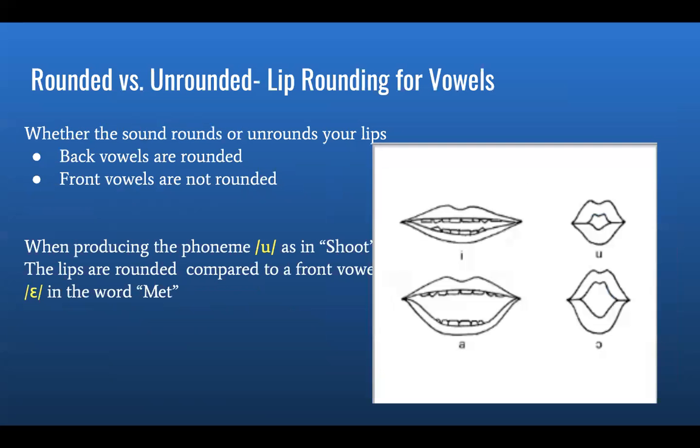So another way that we can classify vowels is the degree of lip rounding, or whether or not the lips are rounded or unrounded when we are producing that phoneme. Back vowels are rounded and front vowels are not rounded. For example, when we produce the phoneme U or oo, as in the word shoot, the lips are rounded compared to the front vowel in the word met. And here's just a diagram of what the lips might look like, rounded versus more unrounded.